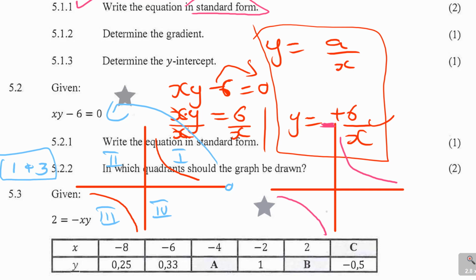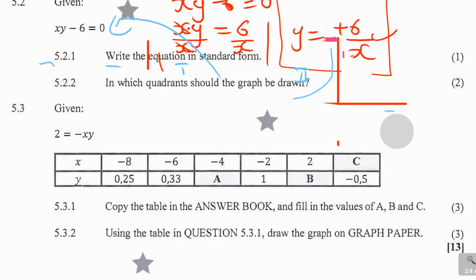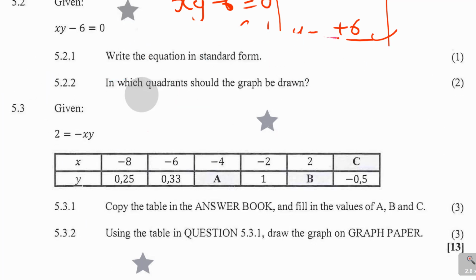It's 1 and 3, actually repeating the same thing here. If it's negative, it's the other way around. If it's negative, we are going to draw it in this quadrant, like this. This is where you're going to draw it, here and there. So it's quadrant 2 and 4. This is for negative ones. Anyway, I hope it makes sense there. So the answer was 1 and 3 there.